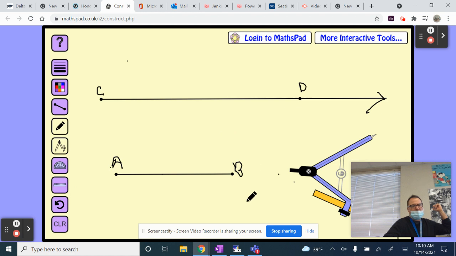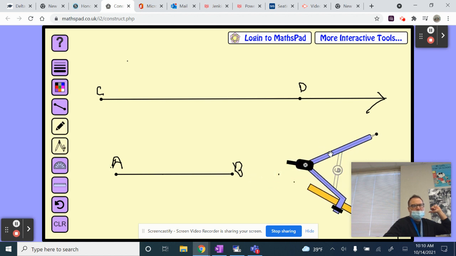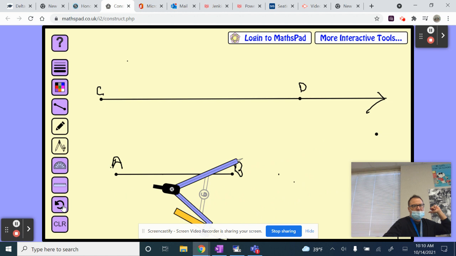So we're given segment AB, and we're given ray CD. Our goal here is to construct segment CE so that CE is going to be congruent to AB. Okay, so the first thing we want to do is move our compass over.